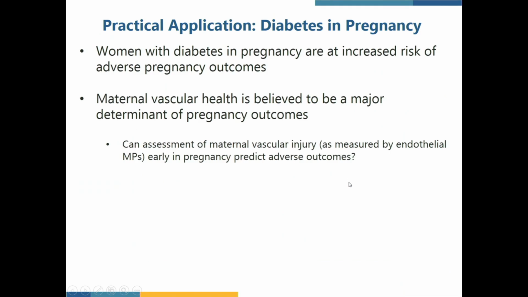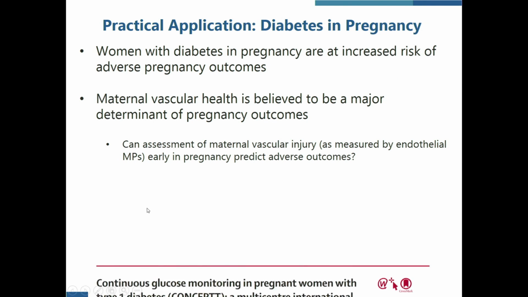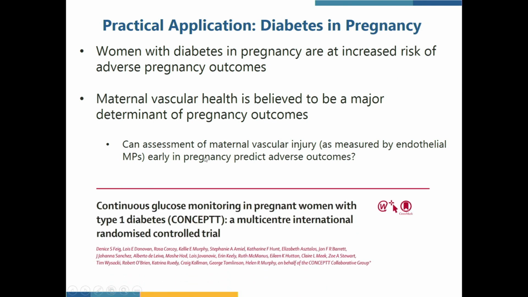So we've begun to look at this as well in a bit of a different setting, in the context of diabetes and pregnancy. The rationale is that women with diabetes in pregnancy have a much greater risk of adverse pregnancy outcomes, preterm birth, preeclampsia, and many others. It's believed that maternal vascular health is one of the major determinants of these adverse outcomes. So we asked the question: if we look at a surrogate marker of vascular health, these endothelial microparticles, early in pregnancy, can we tell anything about the outcomes in these women down the road?